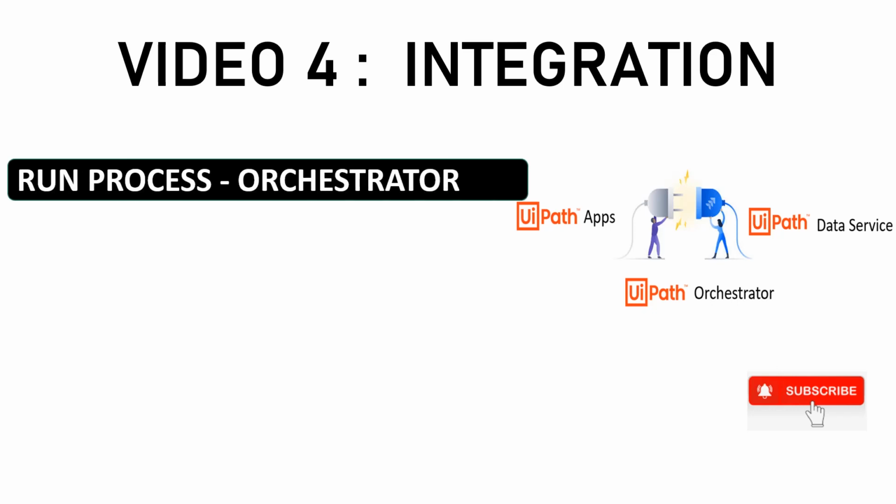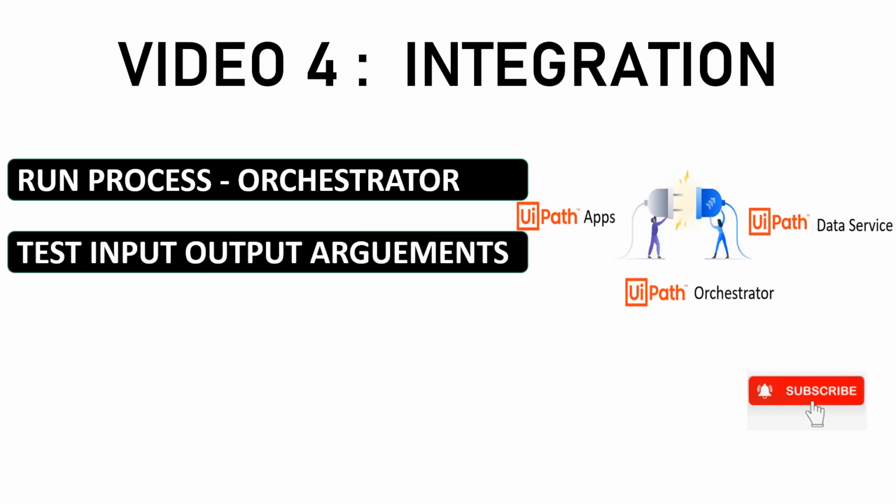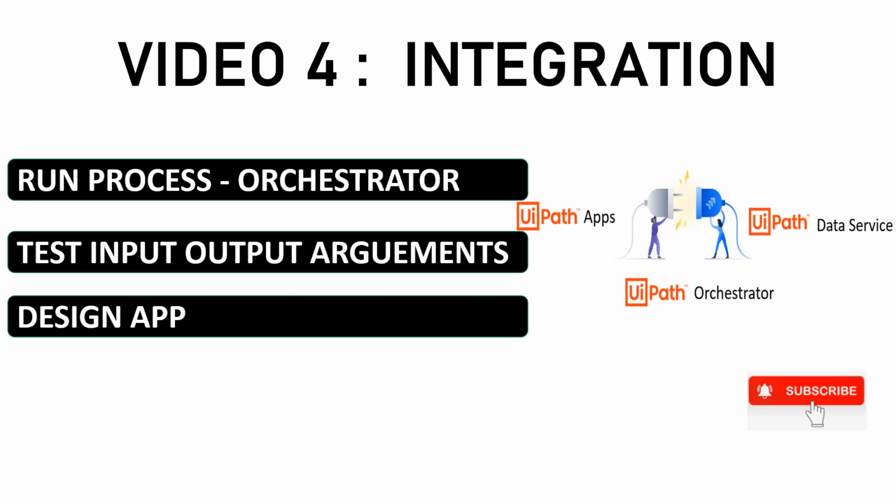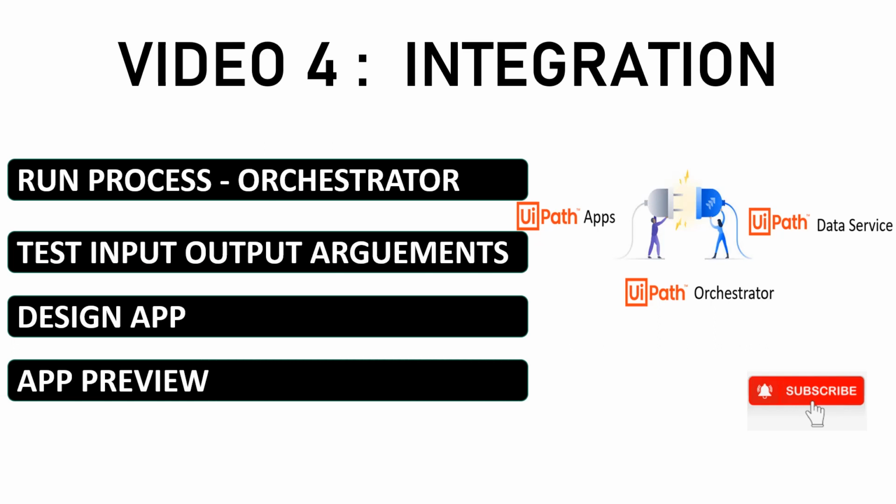In this process, we are going to run the process from the orchestrator which we have deployed in the third video. Next, we are going to test the input and the output arguments for the process. Post that, we are going to address one of the problem statements which we have defined earlier by designing an app in the UiPath App Studio. And at the end, we are going to see how our app looks in the app preview. Okay, so let's get started.